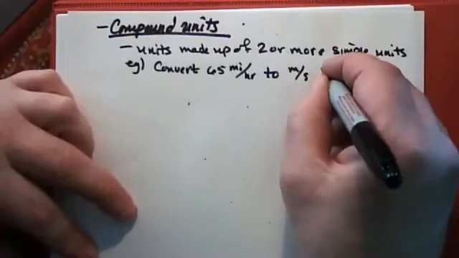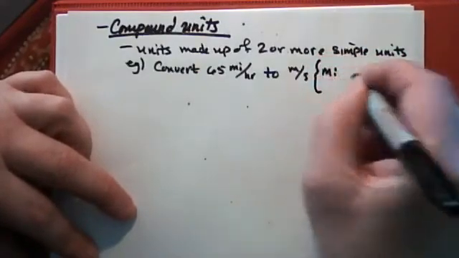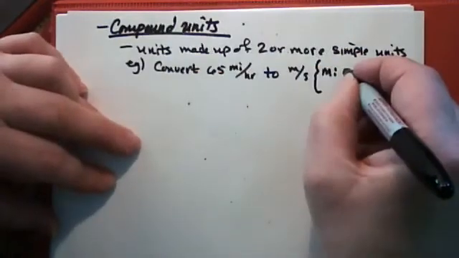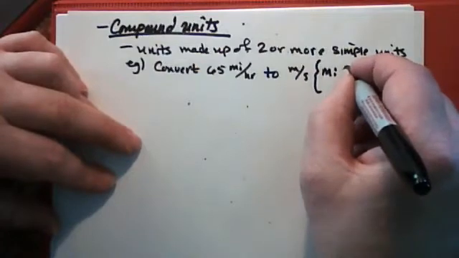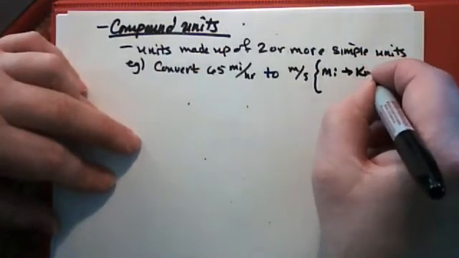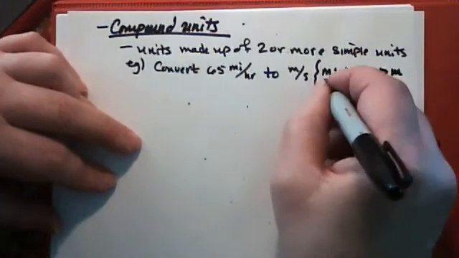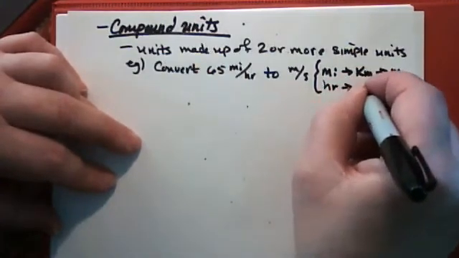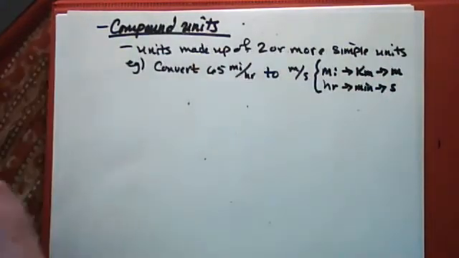So we're going to have to go from miles to meters. And to do that, you're going to have to stop off somewhere. Let's see, miles to kilometers would probably be the best way, and then kilometers to meters. That would be pretty easy. And then hours to minutes to seconds would probably be the best way to do the time.